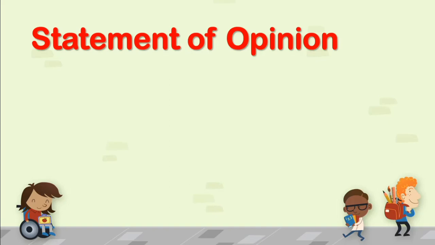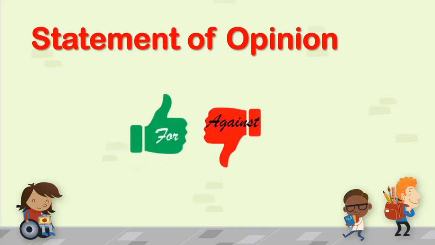Here's where you get to determine if the sentence is for or against something. If you think this sentence is for something, you will put your thumbs up. If not, thumbs down if you think it's against.